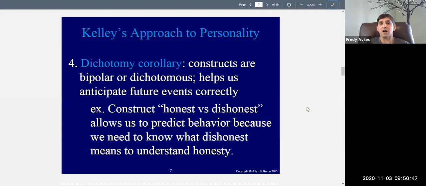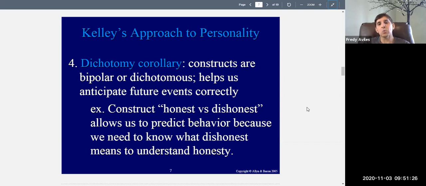Basically, constructs are bipolar, dichotomous, right? It means that if you say that intelligent people are good, that also implies that intelligent people are not bad, because we know that bad is the opposite of good, for instance. Okay, that's the dichotomy corollary. It just basically says that every prediction has another side, and we have to know what the opposite is so that we understand our prediction.